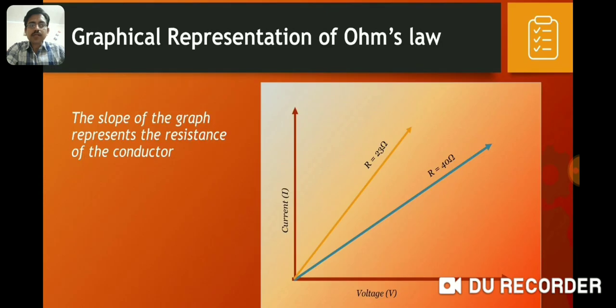This is the graphical representation of Ohm's law. If we draw a graph between current and voltage, then the graph would be a straight line. The slope of this graph indicates resistance. More slope means more resistance, less slope means less resistance. This graph shows that V is directly proportional to I.